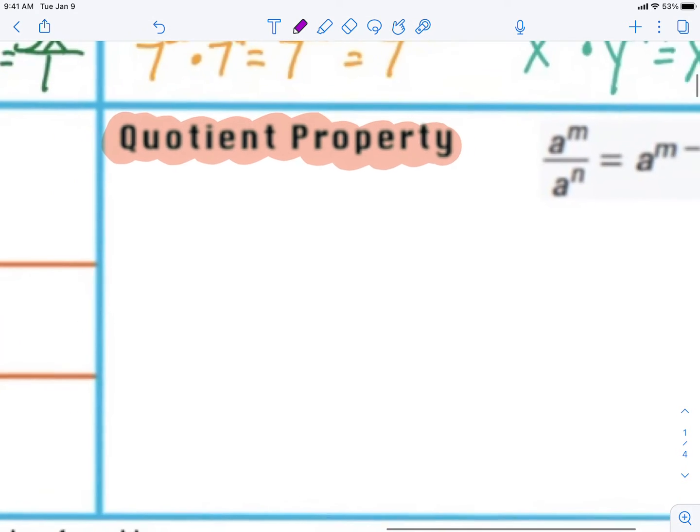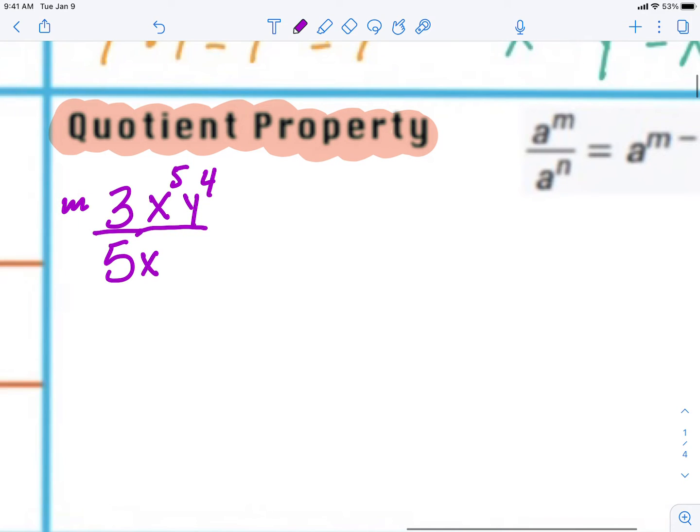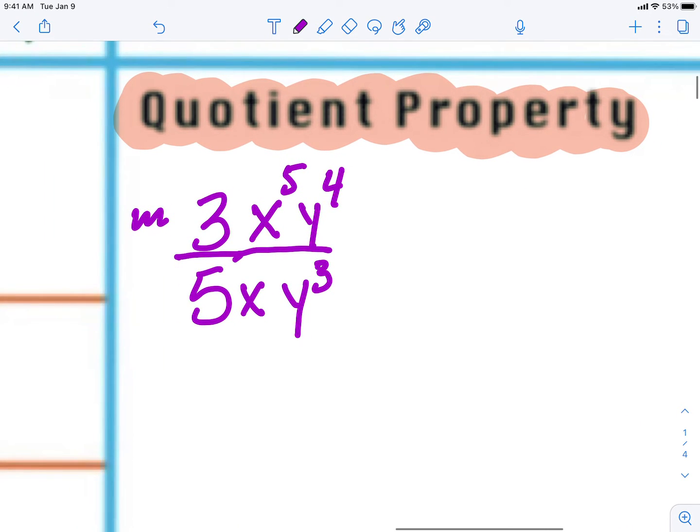Let's do a couple of examples. Let's say I have 3 divided by 5, with x to the 5th power, y to the 4th power, and on the bottom I have x and y to the 3rd power. Just like that. That's a 3, by the way. Can you tell it's a 3? Okay.